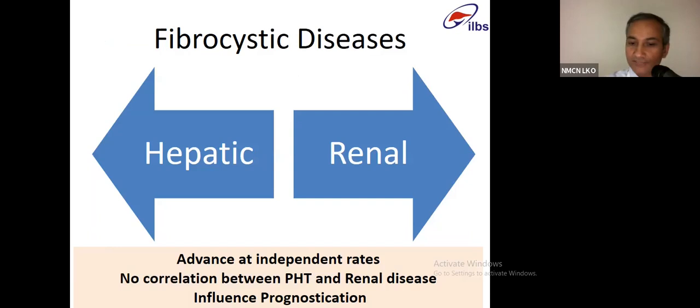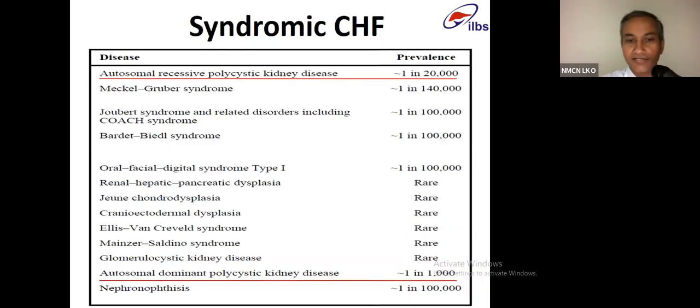The renal disease is also there, autosomal recessive polycystic kidney disease or autosomal dominant. The renal disease and hepatic disease are independent of each other, so there is no correlation between portal hypertension and renal disease.